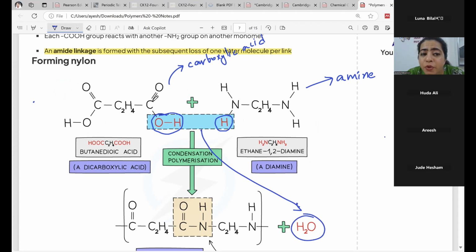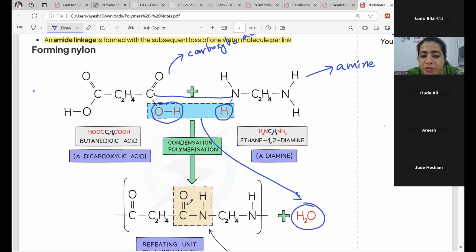The remaining C double bond O and this NH will connect together by a single bond, a covalent bond. So when we make the structure again, the side things are going to be the same. This C double bond O is connected with the NH and the water has been removed already. Now, the same thing can happen on both sides. Let's say I connect one more dicarboxylic acid over here, then one more amine on this side. I can connect more on both sides.